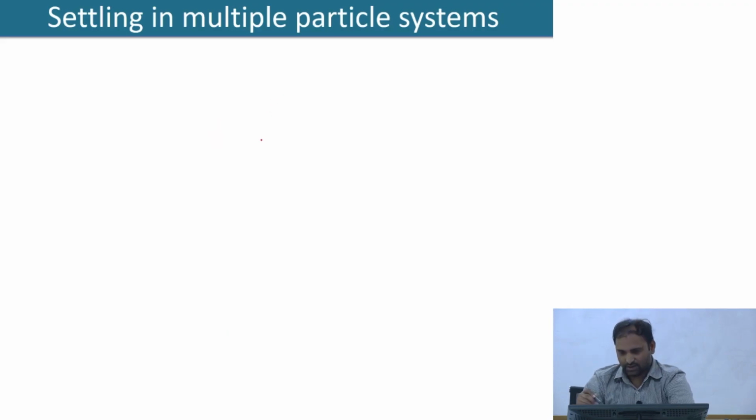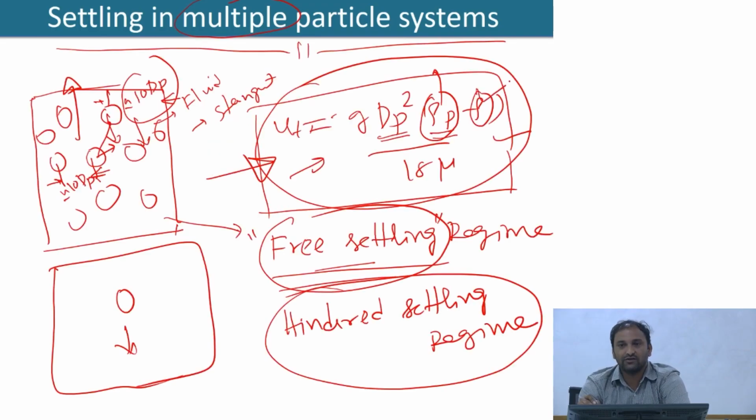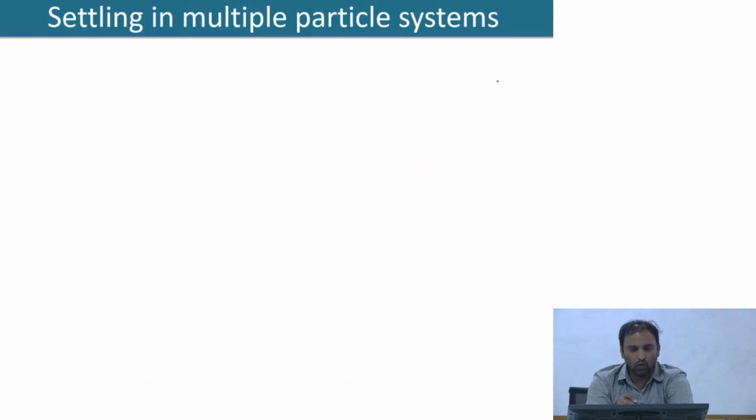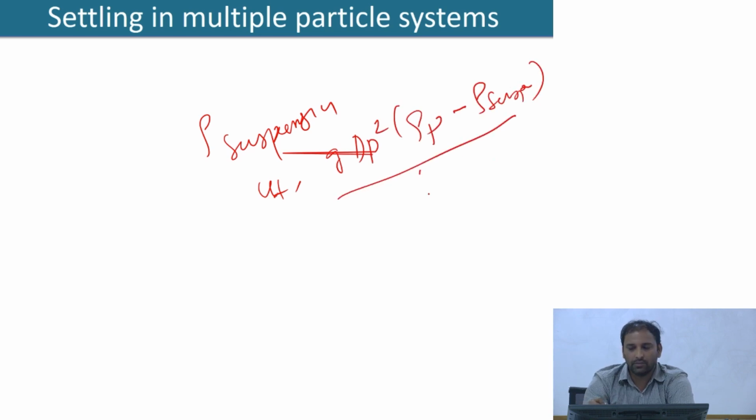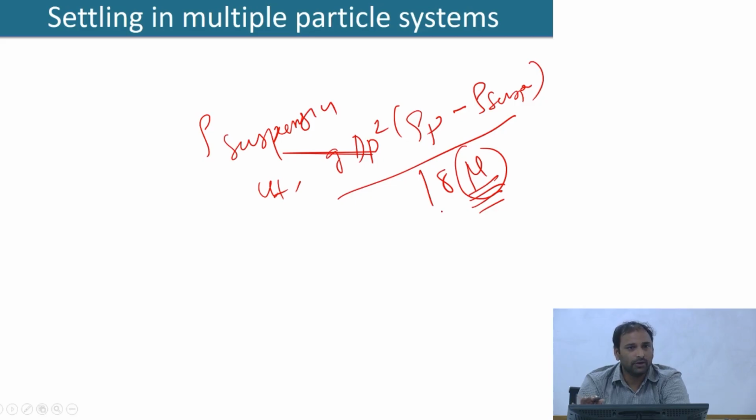So what I mean by that is, instead of using rho, which is the density of the fluid, you would have to use the rho of the suspension. Therefore, one of the modifications is g dp square into rho p minus rho of the suspension divided by 18. Now your mu, in the case of single particle settling, mu is the viscosity of the fluid, but now I have a fluid plus the particles. I would have to worry about not mu of just the fluid, but mu of the particle filled system.